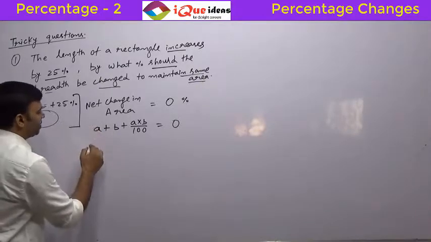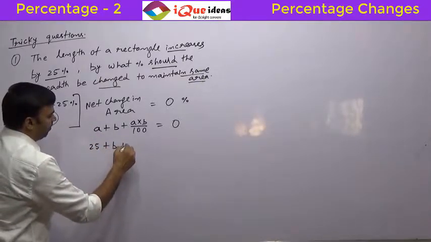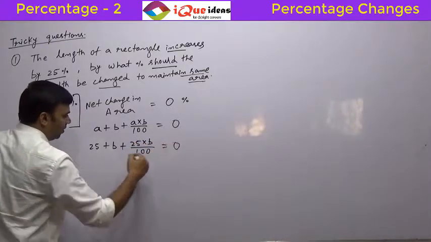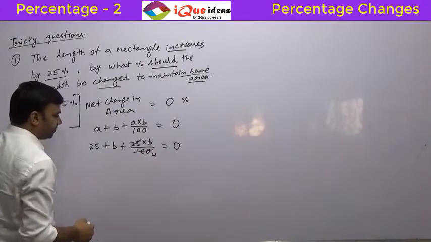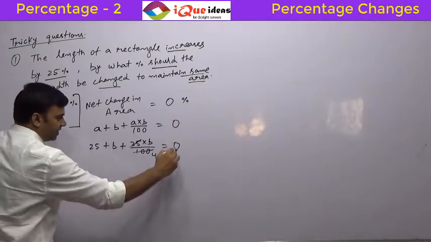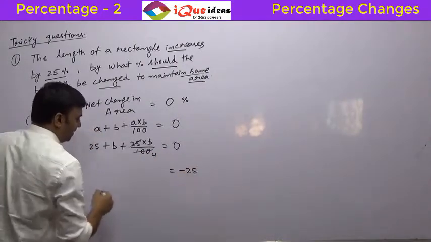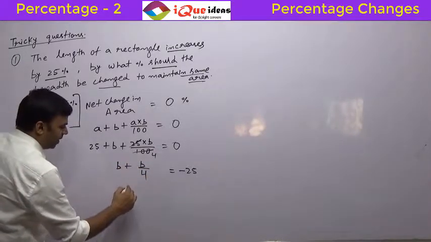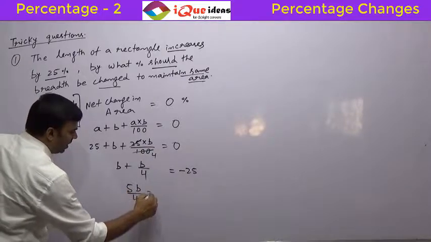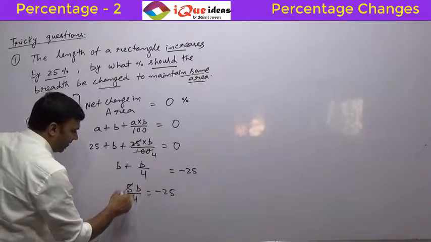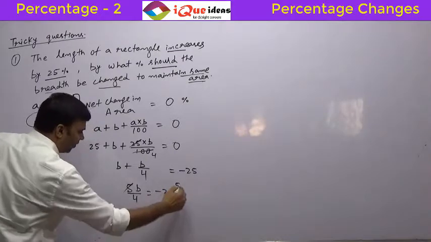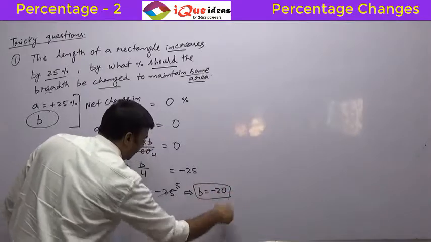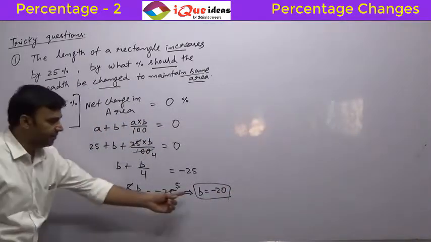Let's see how. A is 25, plus B, plus A, which is 25, into B by 100. This is equal to 0. 25 cancels 100 4 times. This 25 goes to the other side, so it becomes minus 25. And on this side, we have B plus B by 4. Now, B plus B by 4 is actually 5B by 4 equal to minus 25. Now, 5 cancels 25 5 times. 5 into 4 is 20. So, this gives us B equal to minus 20. As you see, directly finally we get B as a negative value.